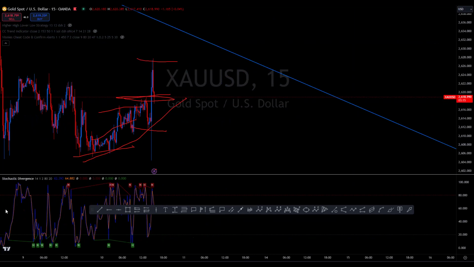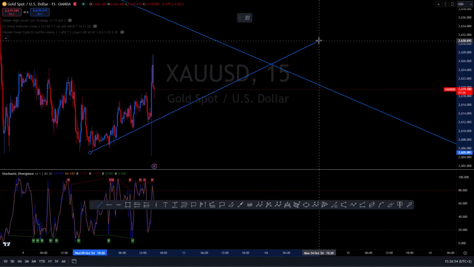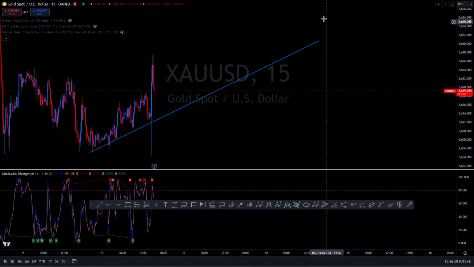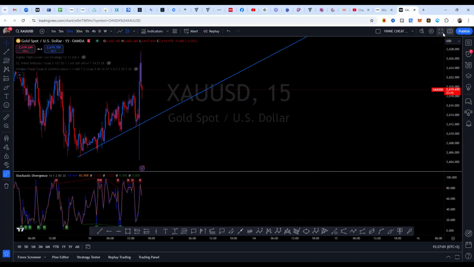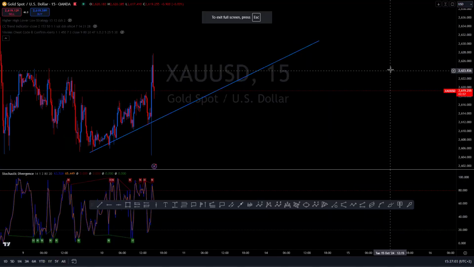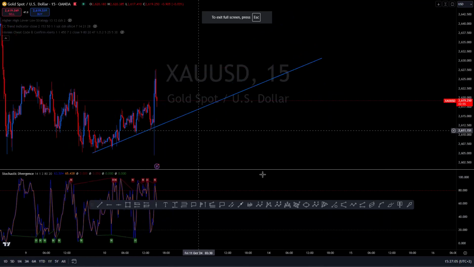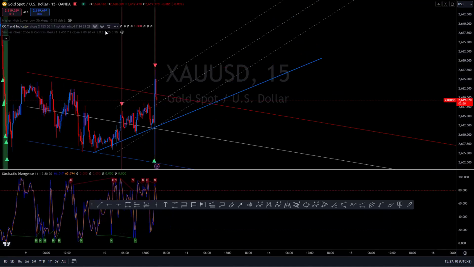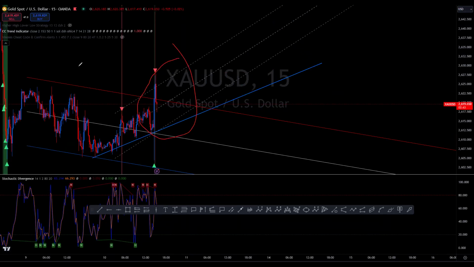So let's go ahead and draw a trend line here. Then we're going to turn on the CC trend indicator to see if that is correct as well. We see the gray lines are pointing upward. So that means that price is currently bullish. So we're in alignment with that, so that's good. Let's turn this off for now.